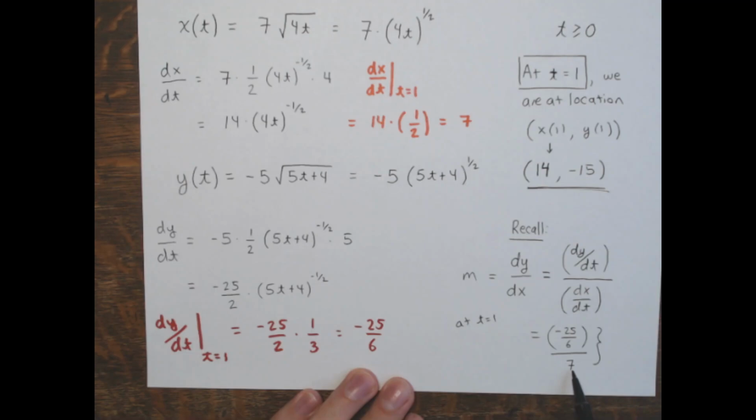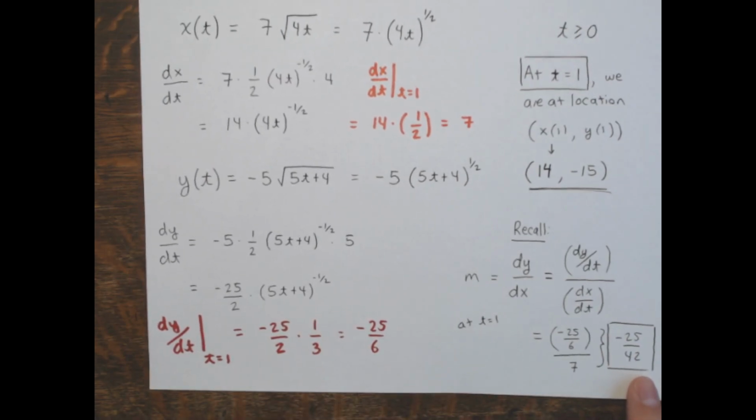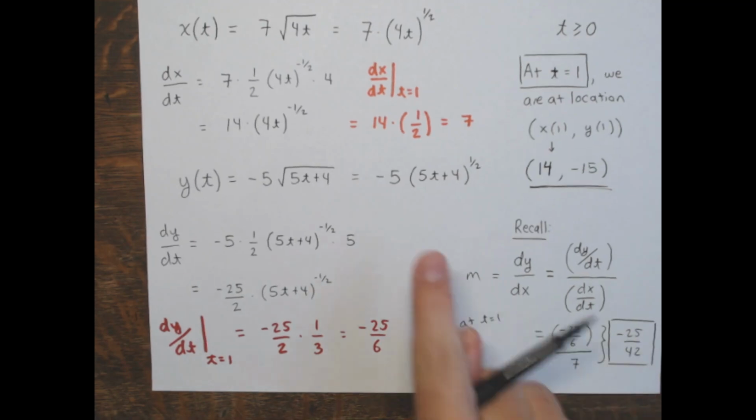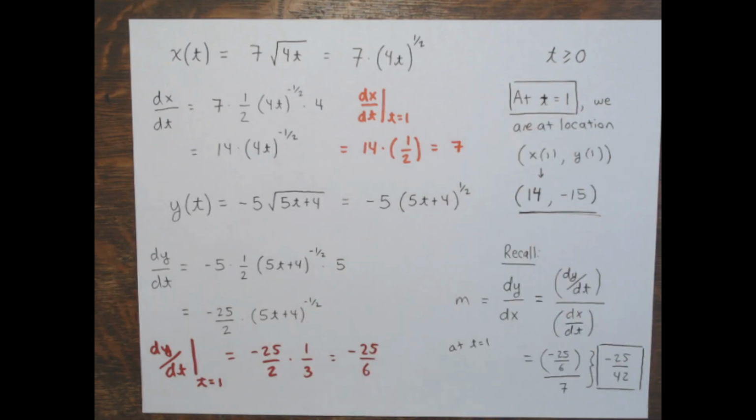But dividing by 7 is the same thing as multiplying by 1/7. So this 7 would get multiplied by the 6 in the denominator. That's negative 25 over, and then 6 times 7, 42. There we go. That is the slope of the tangent line to the curve represented by these parametric equations at the moment when t equals 1, which is at this point (14, negative 15).